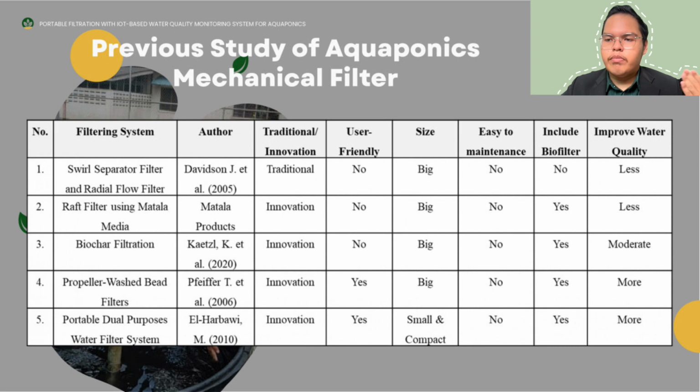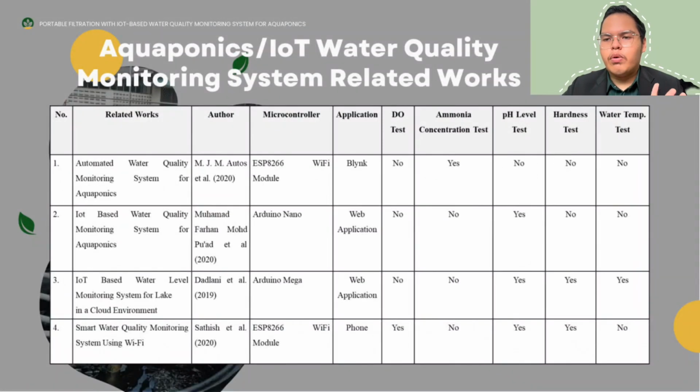There is innovation from the previous one, and there are user-friendly features, but it has a big size and is not easy to maintain. And the fifth one is the portable dual-purpose water filter system by El Harbawi, 2010. There is innovation from the previous water filter, and yes, it has user-friendly features, is small and compact, and improves water quality.